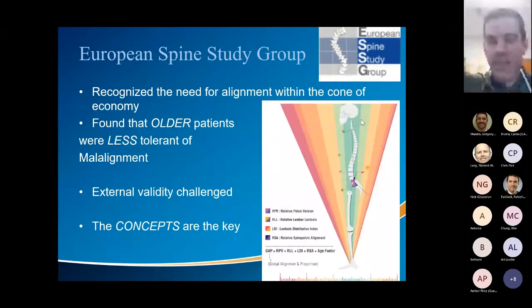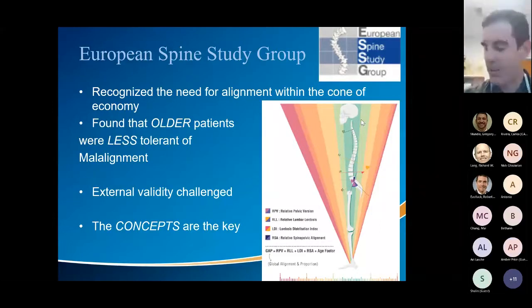So the European Spine Study Group, this is the next important concept, is the GAP score. One of the primary things to take away from the GAP score when you read that paper is that they found that older patients were less tolerant of malalignment. And if you're over 65 years, you get a point right from the get-go because you are intolerant of being malaligned, which flies in the face of the concept of age-adjusted alignment targets. The external validity of this has been challenged time and time again, which is not surprising.